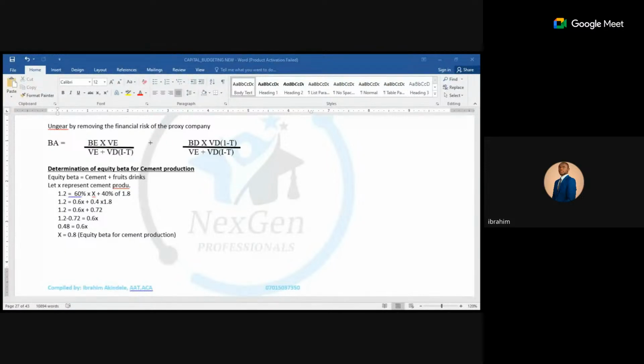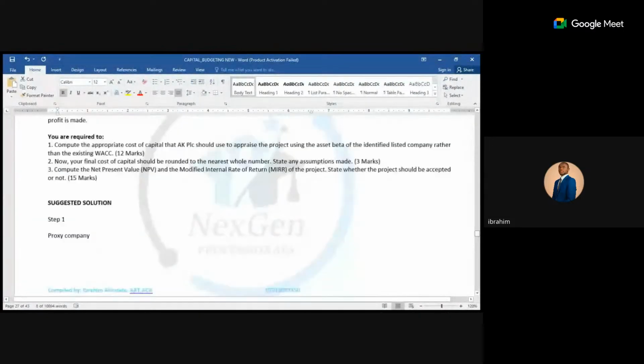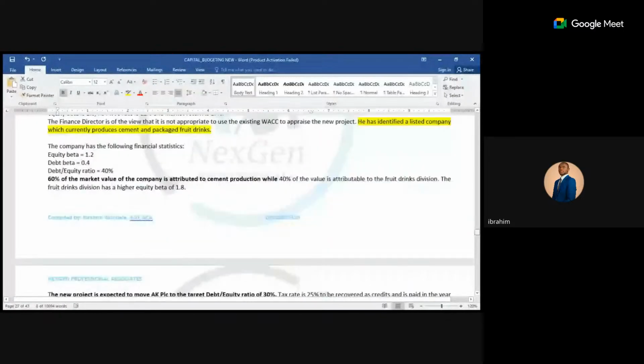So the equity beta for cement production is what? 0.8. Right? And that is what they want us to unlock in this particular question. It's just this part. That is why it is 15 marks. Please, do we have anyone that is confused? Are we good?